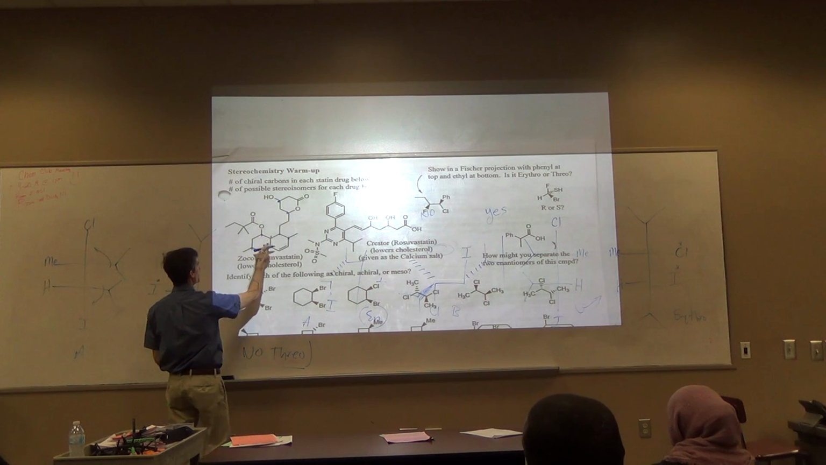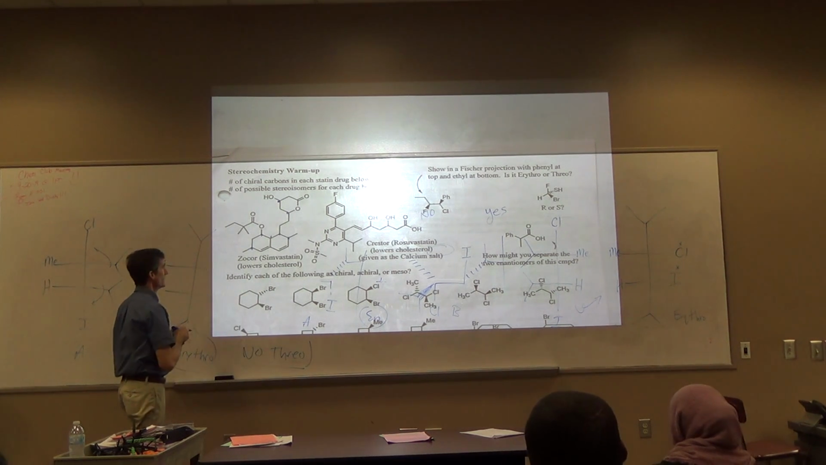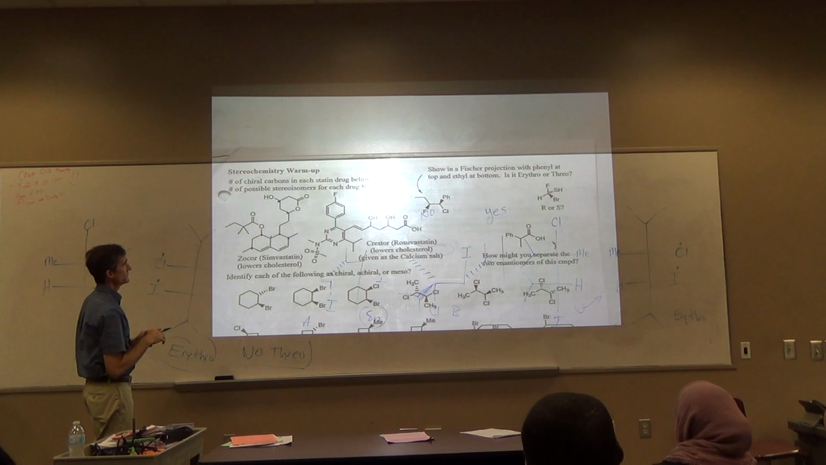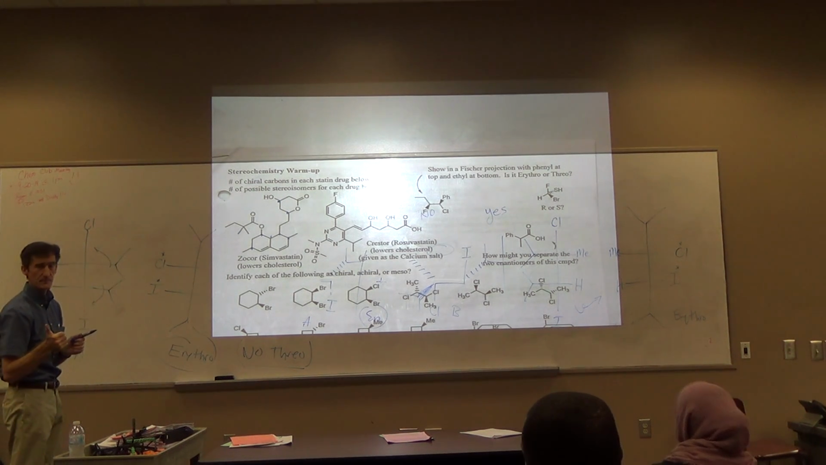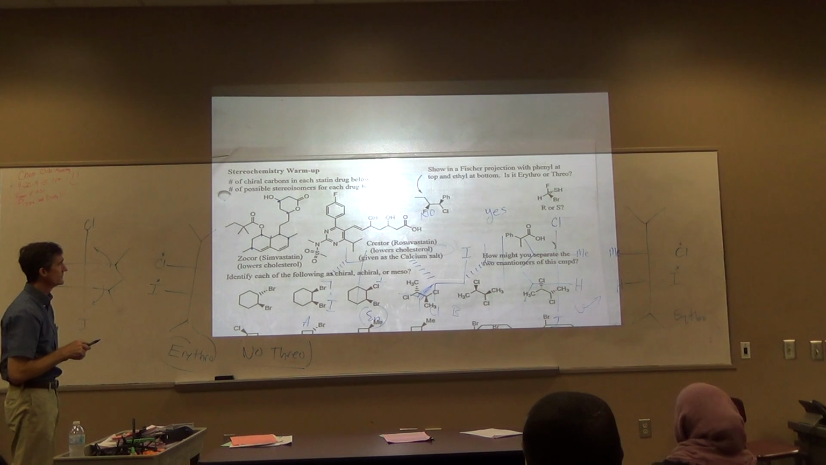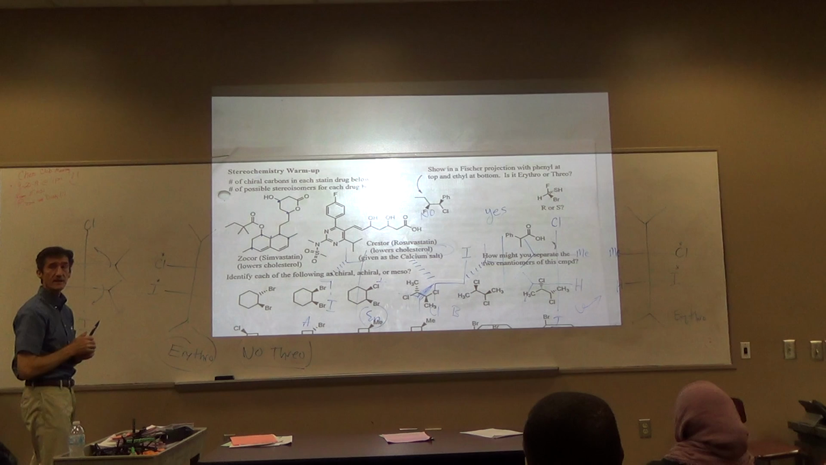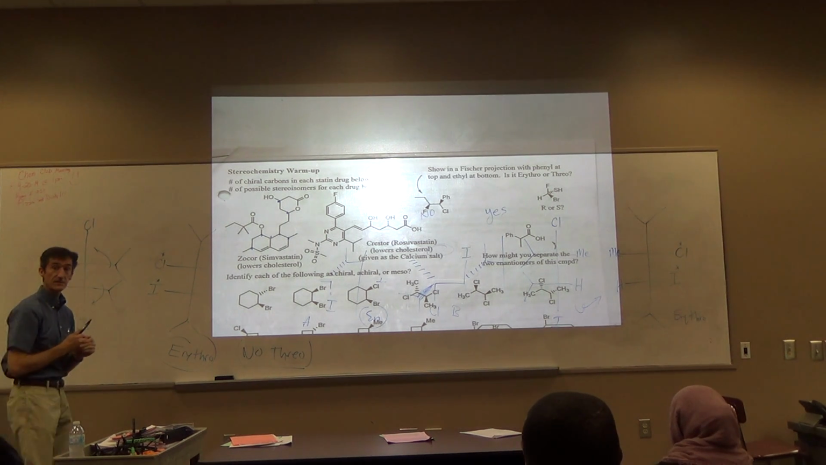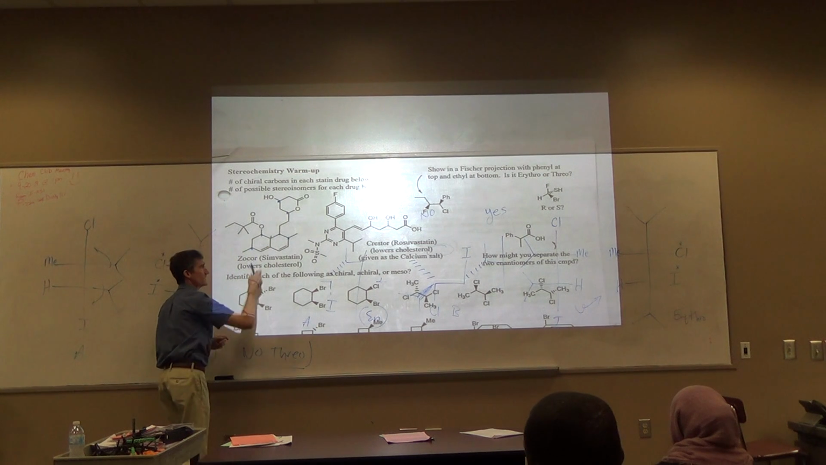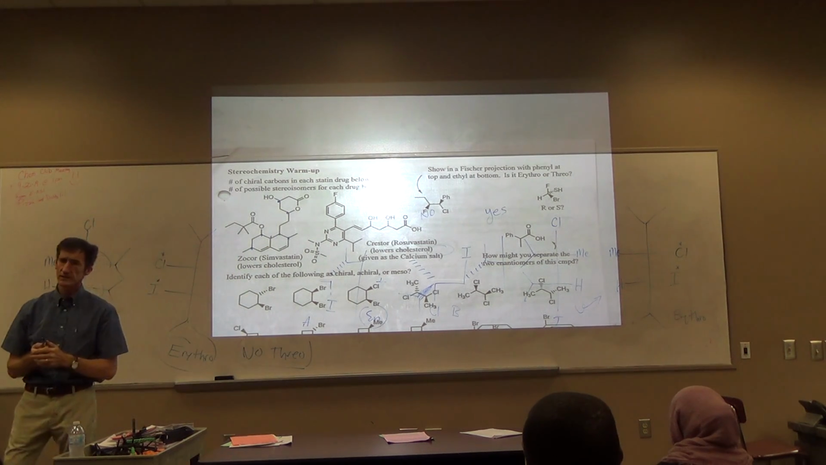Okay, number of possible stereoisomers for Zocor. That is 2 to the n, where n is the number of stereogenic sites. How many stereogenic sites does Zocor have? I see 7 chiral carbons. Any other stereogenic sites? The alkenes. Are these alkenes stereogenic? No. Not in a 6-membered ring.